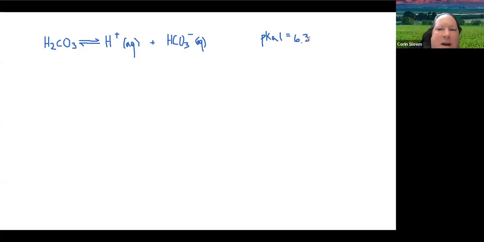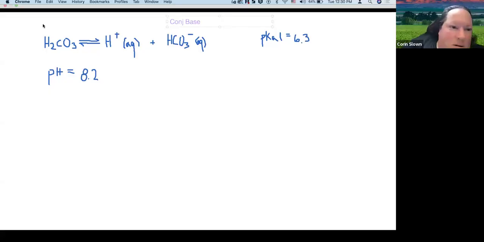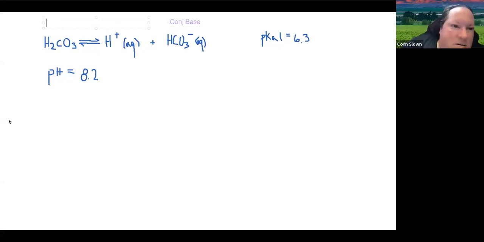So let's say we're thinking about ocean water, right? And we're going to use a pH of 8.2. It's the other piece of information that we have to know. And we want to know how much of the conjugate base is present. So that's the question that we're going to be answering. How much of the conjugate base is present? So I'm going to label these. So this is my conjugate base. This is my acid.